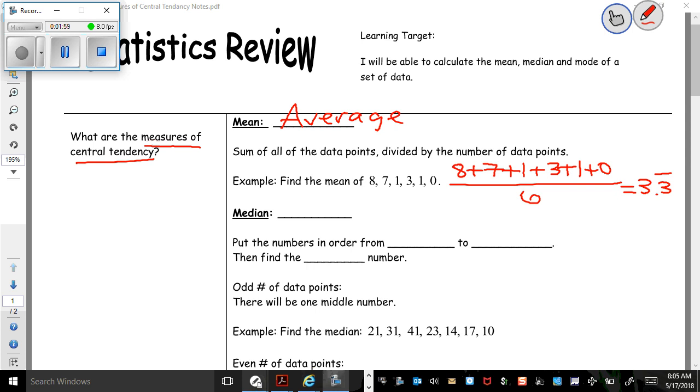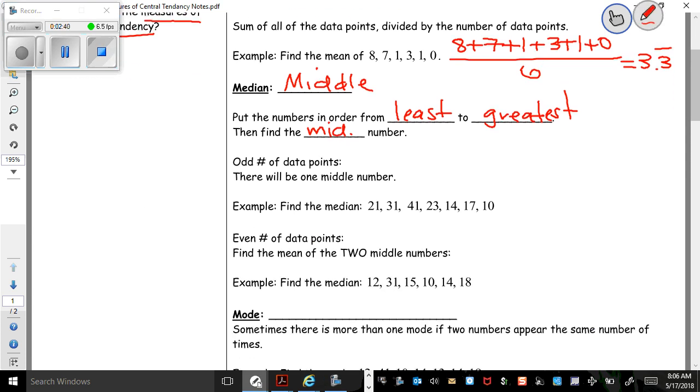Boris, what's median? Let me help you out. The middle. There we go. Put the numbers in order from least to greatest. Then find the middle number. Now, remember, this is where you might have two middle numbers. So here's the important part.